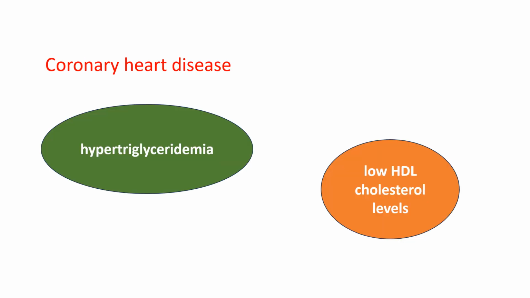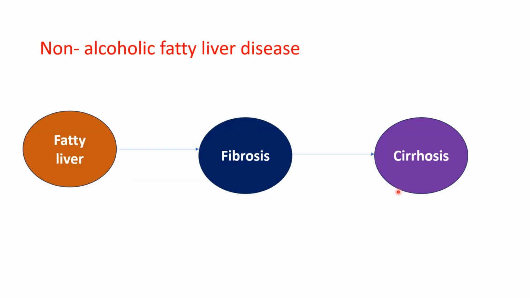Coronary artery disease. Obesity is associated with hypertriglyceridemia and low HDL cholesterol, leading to atherosclerosis and affecting coronary arteries, leading to coronary heart disease. Non-alcoholic fatty liver disease. Usually fatty liver is reversible in the initial stages, but if obesity is not modified by lifestyle, this along with diabetes mellitus type 2 can cause fibrosis and in turn cirrhosis.